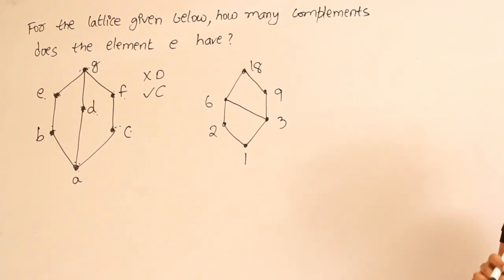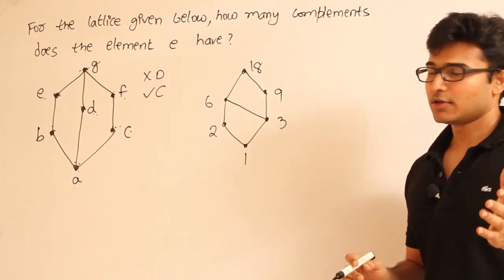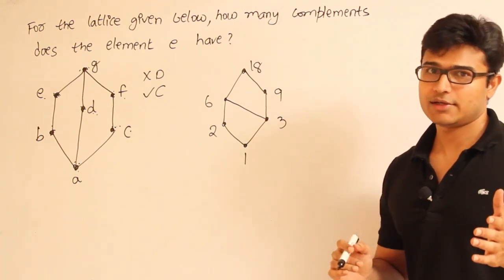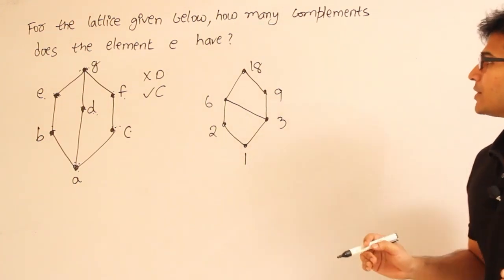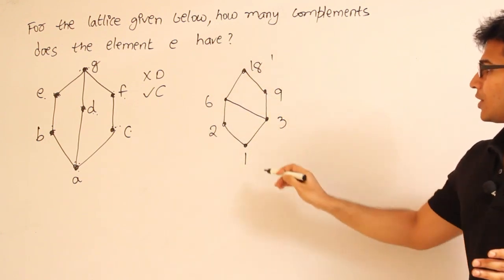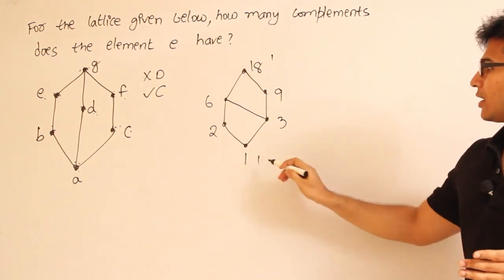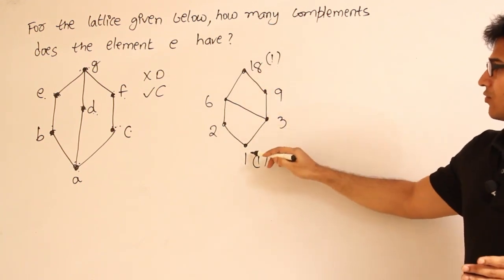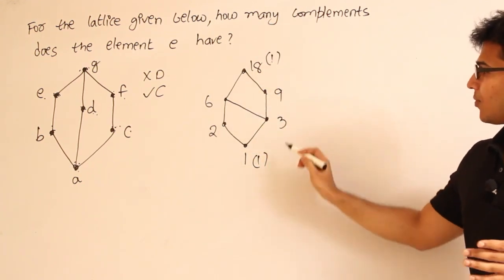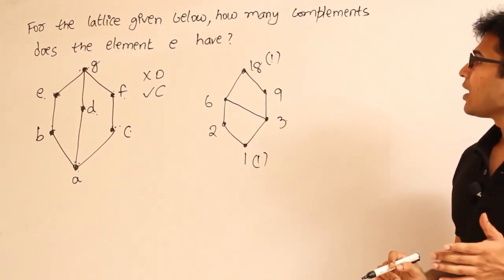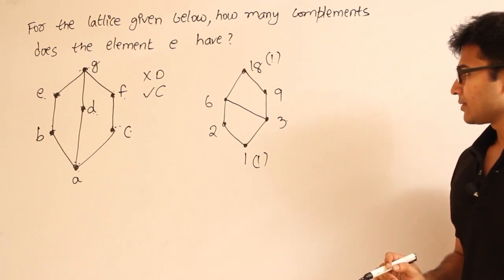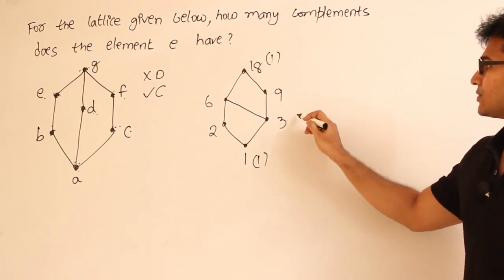Even though you might think otherwise, one thing is for sure, every element is having at most 1 complement here. For example, how many complements will 18 have? Only 1. How many complements will 1 have? Only 1, right? I'm just putting them in the brackets. So 18 is the complement of 1 and 1 is the complement of 18. How many complements does 3 have? I don't think that 3 is having any complement in this case. Yeah, 3 is not having any complement, 0.